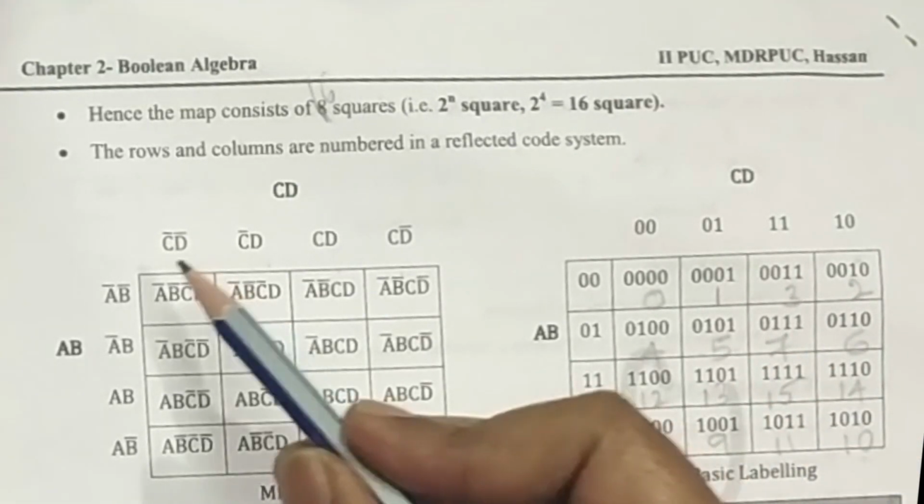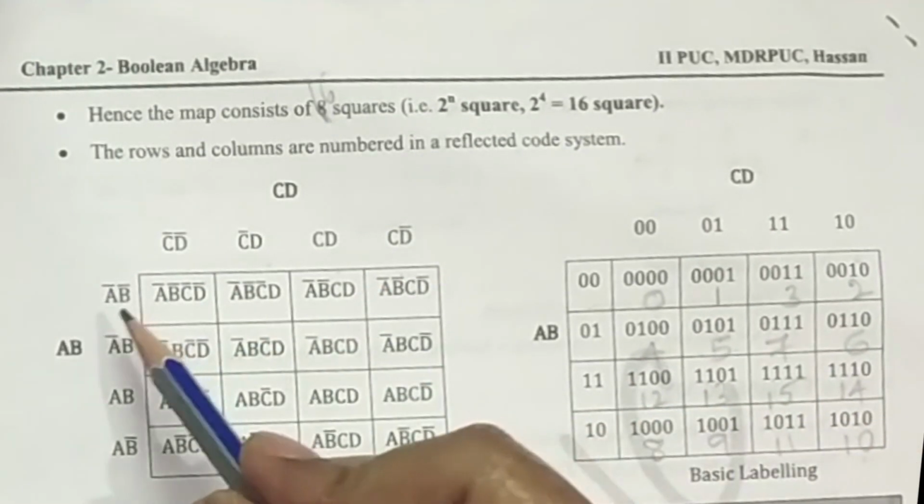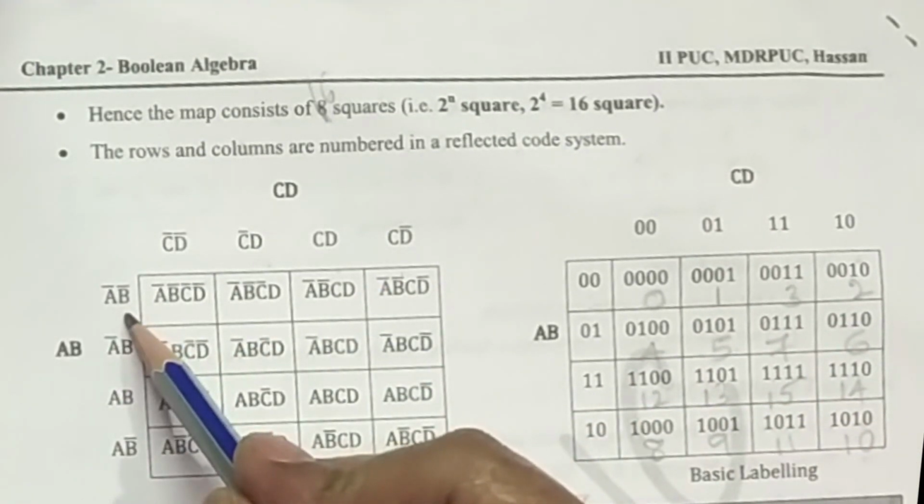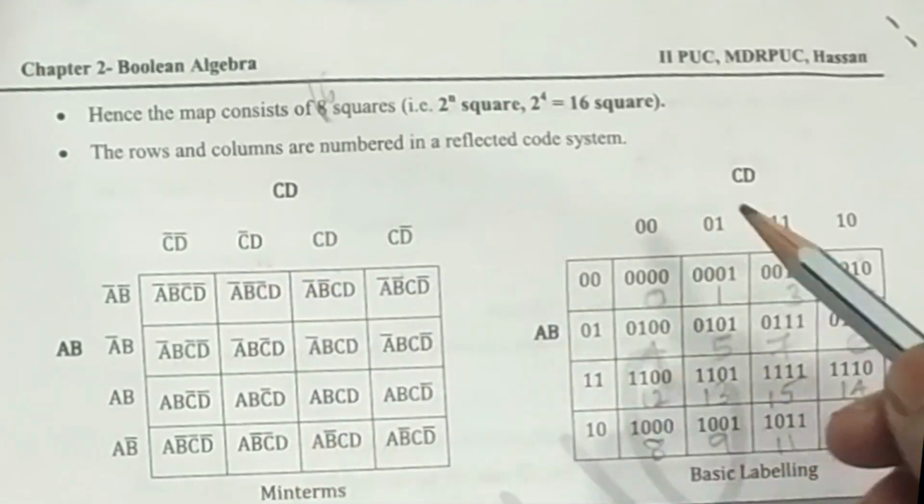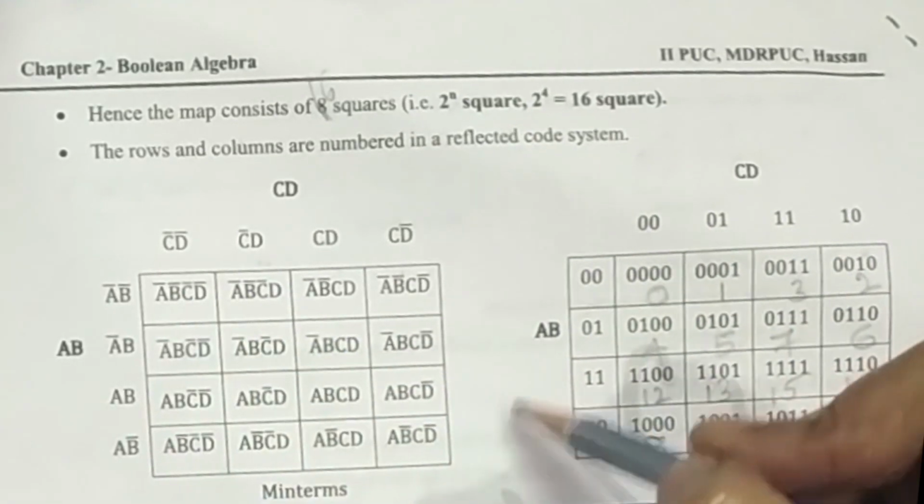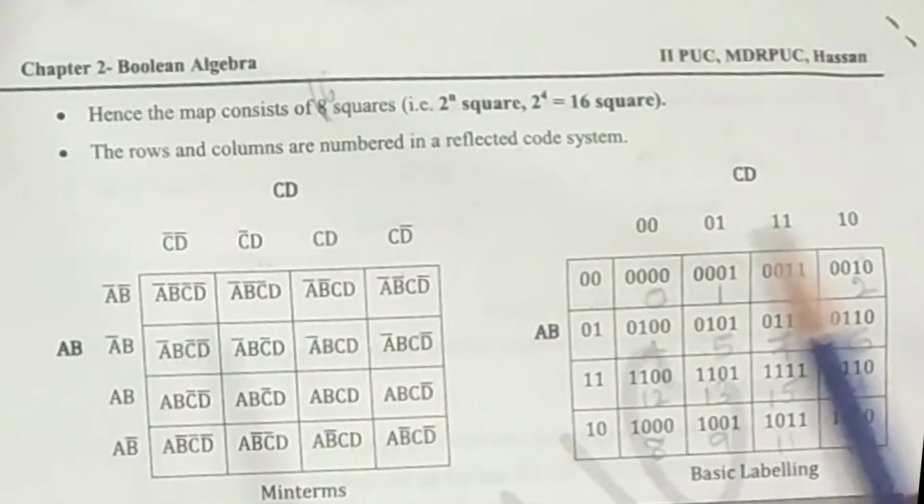Even in this system, 00 is A bar B bar, and if it is 1 in normal form, there will not be a bar. The same thing you can represent in the K-map system.